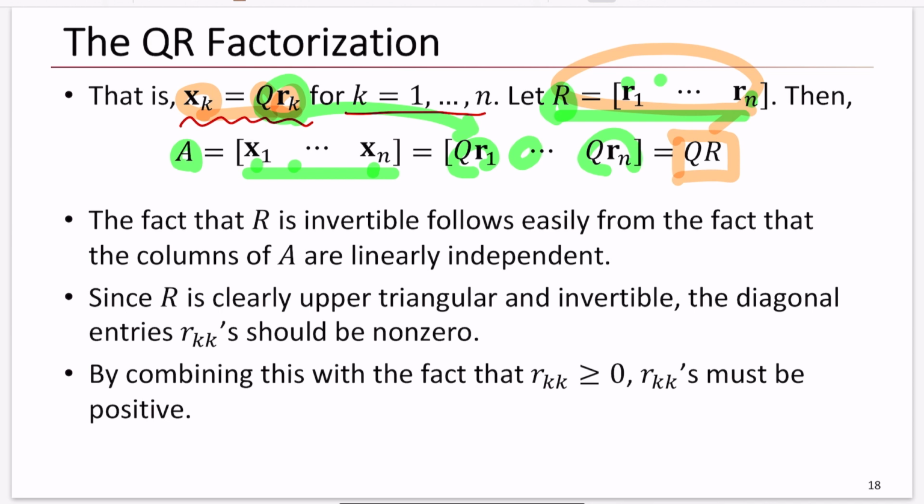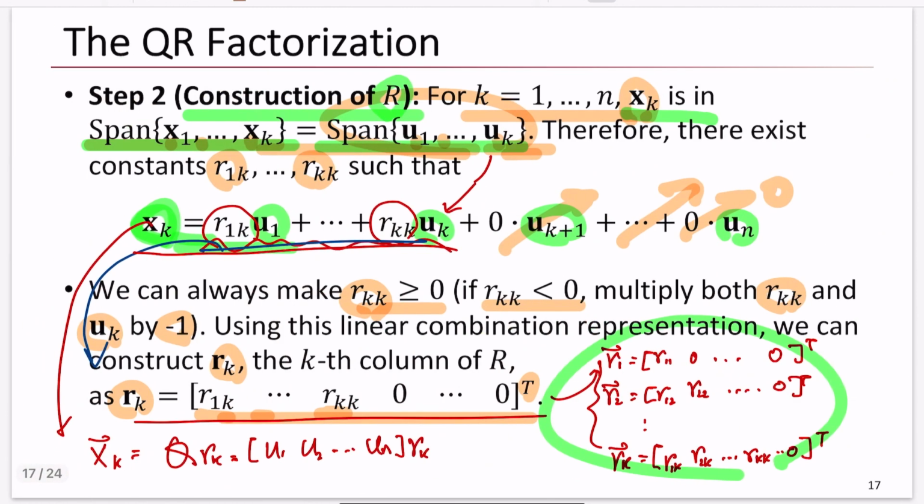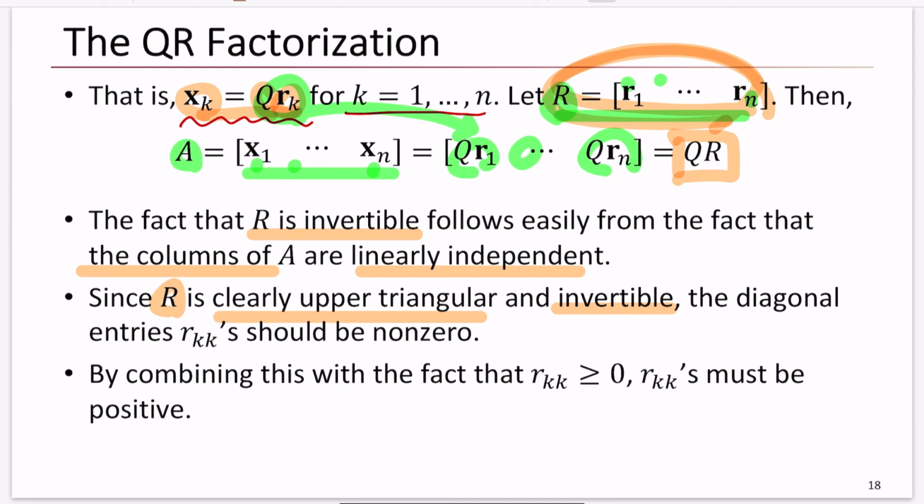The fact that R is invertible follows easily from the fact that the columns of matrix A are linearly independent. So in other words, R is clearly upper triangular and invertible because R was shaped like this. If we make R a matrix again, it is clearly upper triangular and invertible, and the triangular entries should be non-zero.